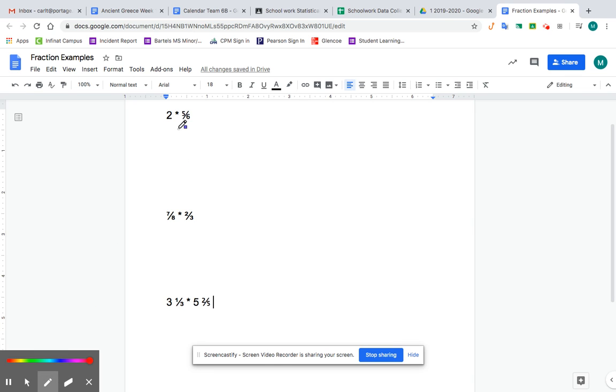Just to go over a multiplying fractions review. First question I have here is 2 times 5/6. Remember that anytime I have a whole number, I can write it over 1 to make it a fraction.